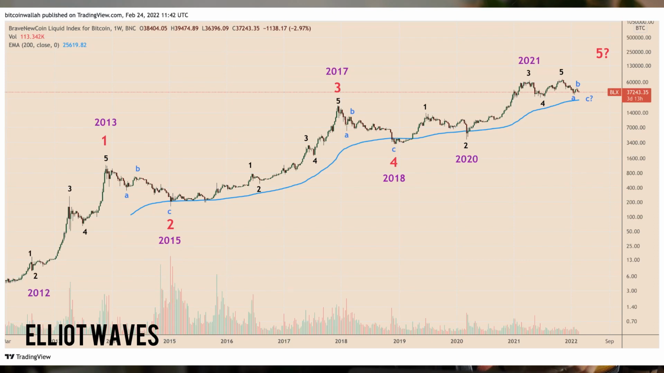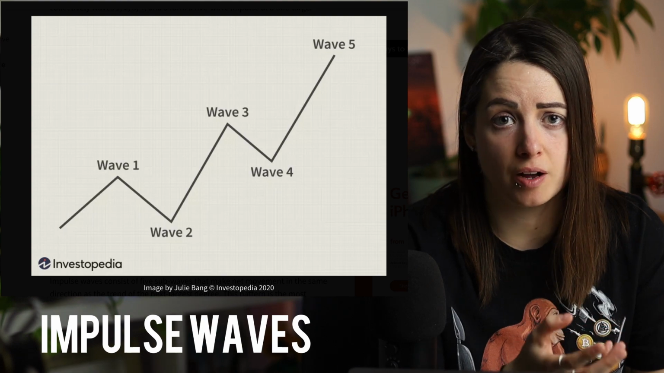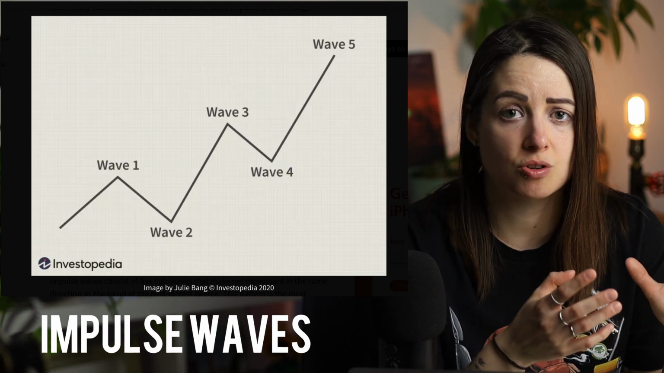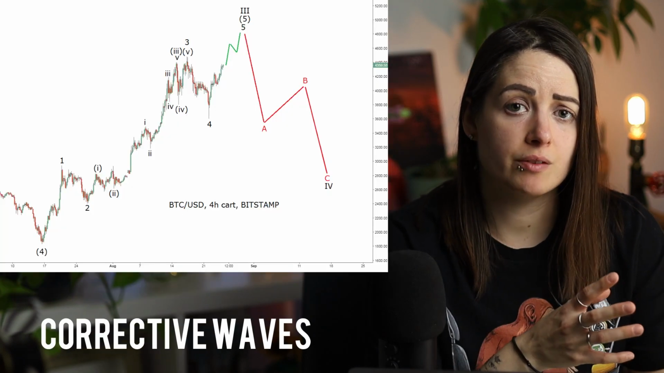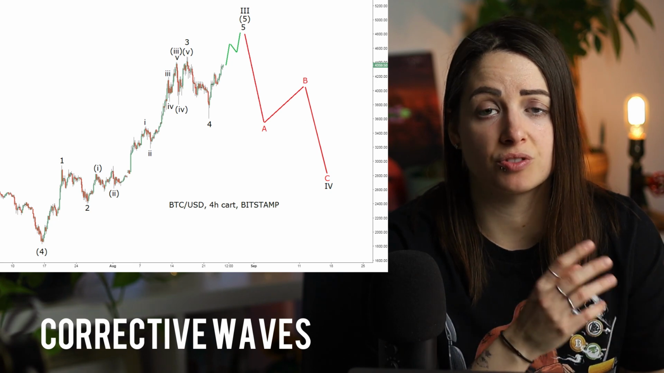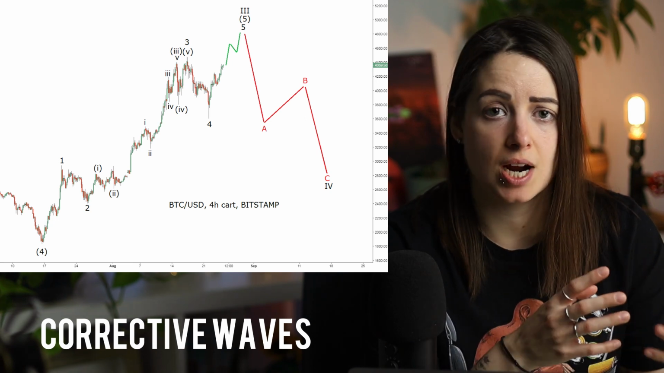Another tool is the Elliott wave theory. It's based on the idea that financial markets move in a series of waves, with each wave representing a segment of the market cycle. Impulse waves are composed of 5 waves, and they move in the direction of the trend. Corrective waves, on the other hand, are composed of 3 waves, and they move against the trend.